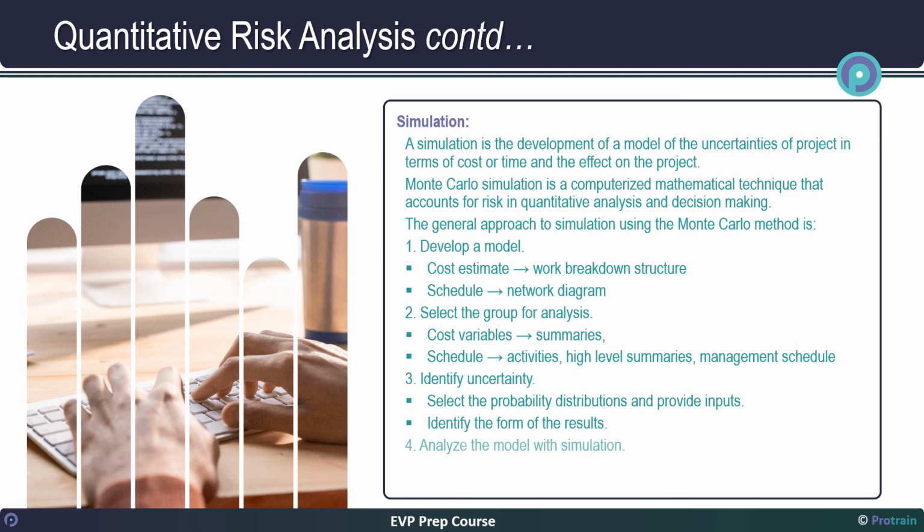The next step is to analyze the model with simulation. This is done with the help of computer software. The software performs thousands and thousands of iterations, and generates a probability distribution outcome of cost or time for the project. And the last step is to generate simulation reports and analyze information. Detailed training on Monte Carlo simulation is beyond the scope of this course. Therefore, we would restrict discussion to concepts only.